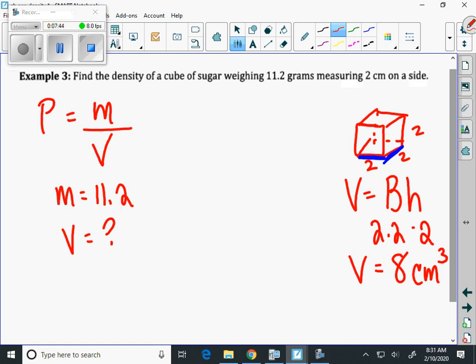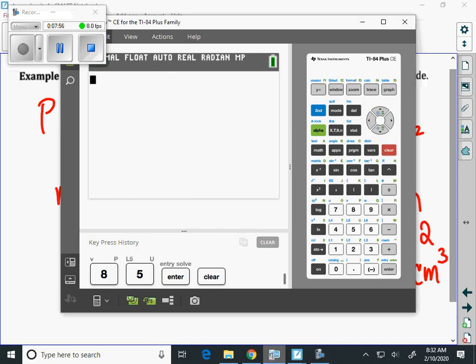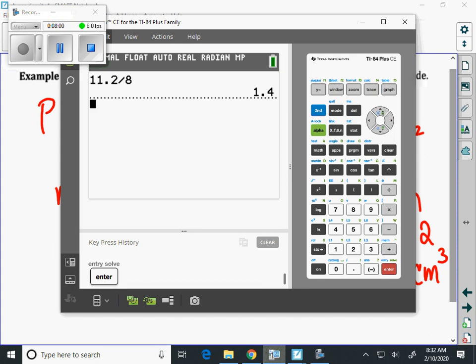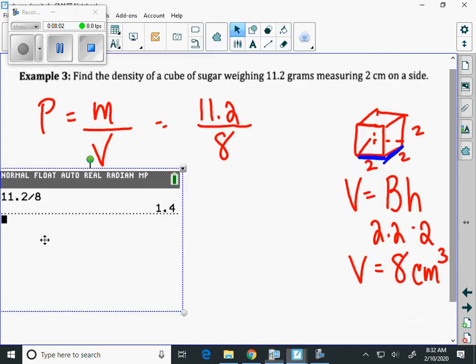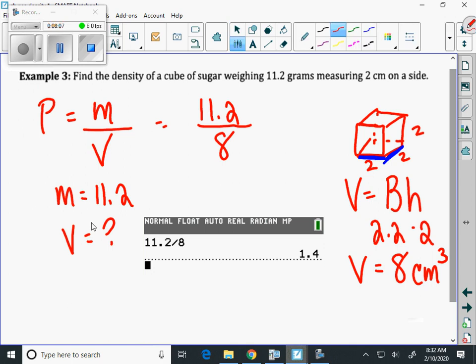And once we know the volume, then we can go back and fill in our formula, which is now 11.2 divided by 8. We can type it in here to Desmos or into our calculator. 11.2 divided by 8 gives us 1.4. And then our units: 1.4 grams per centimeter cubed.